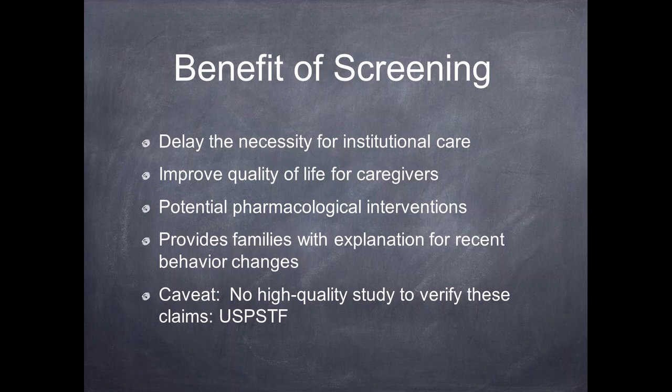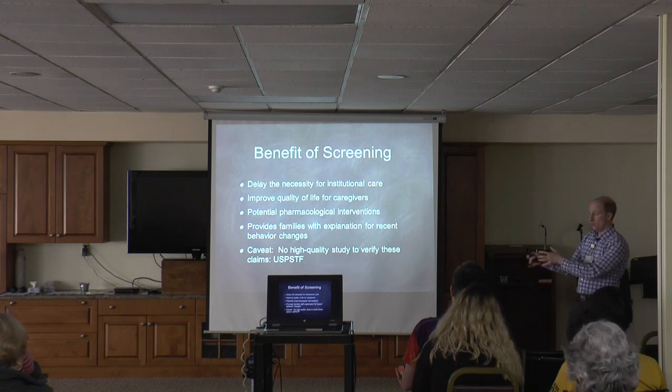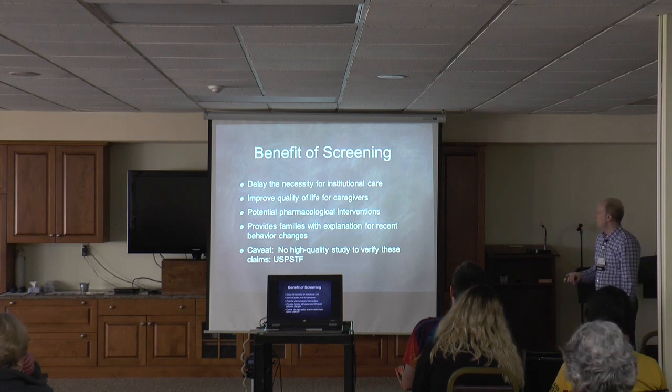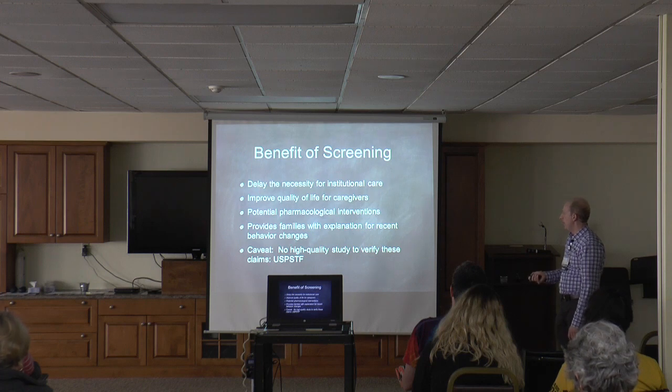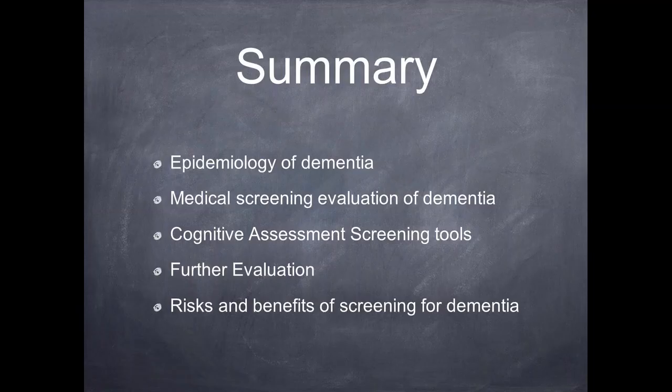It might delay the institutionalization of people because you're able to rally around someone. Family's able to make some major life choices themselves, maybe to remove themselves from the workforce and start taking care of their loved one. It can improve quality of life because now they have an explanation for why their loved one has changed. Maybe they've had a huge personality change and it's not them, it's the disease. Pharmacologic interventions, but again, I'm not overly sold on them. No high quality evidence seems to show that screening and finding this really helps alter the course for too many people. So in summary, these are the things I went through.